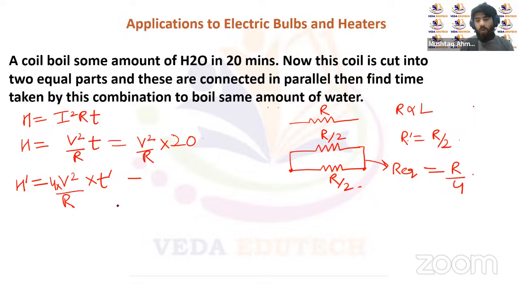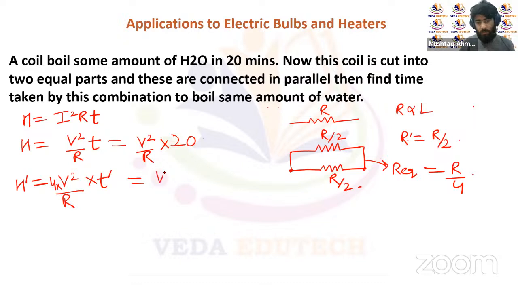Now, in order to boil this water, it will consume the same amount of heat, because the boiling temperature of the water is fixed. So at a particular consumption of heat, the water is going to boil. It is not going to change, but the only thing that will change is the time it will take to boil the water. So the heat consumption should be the same.